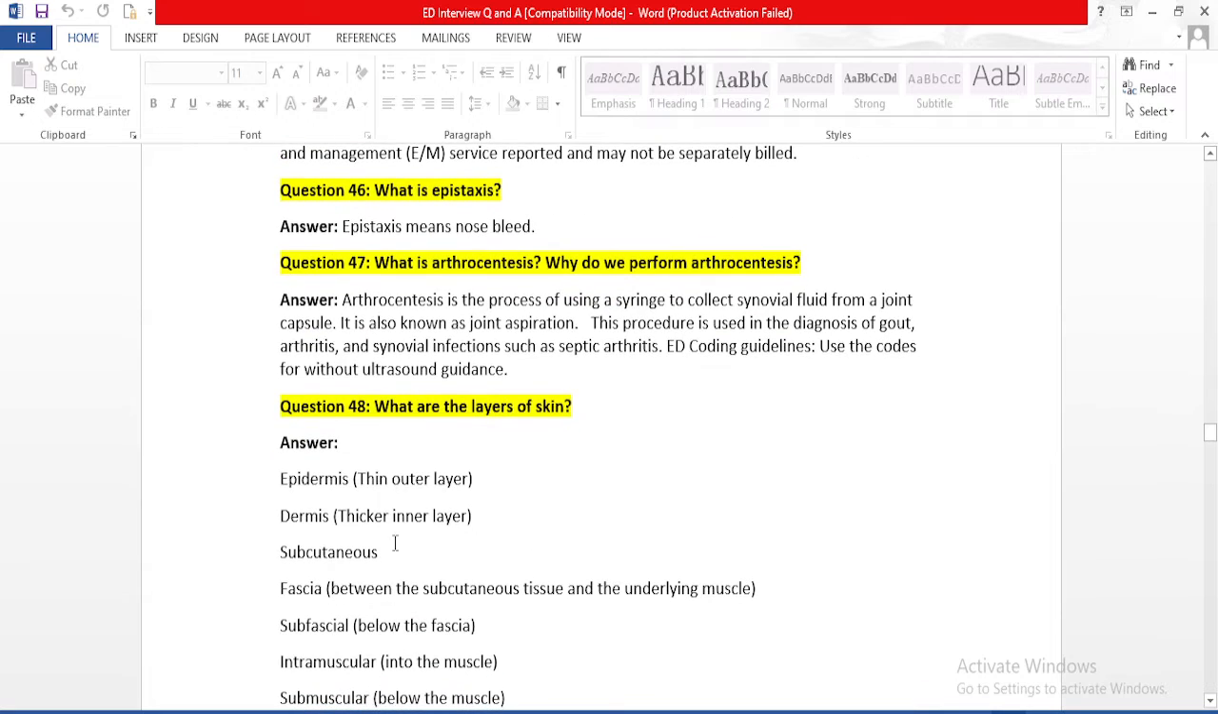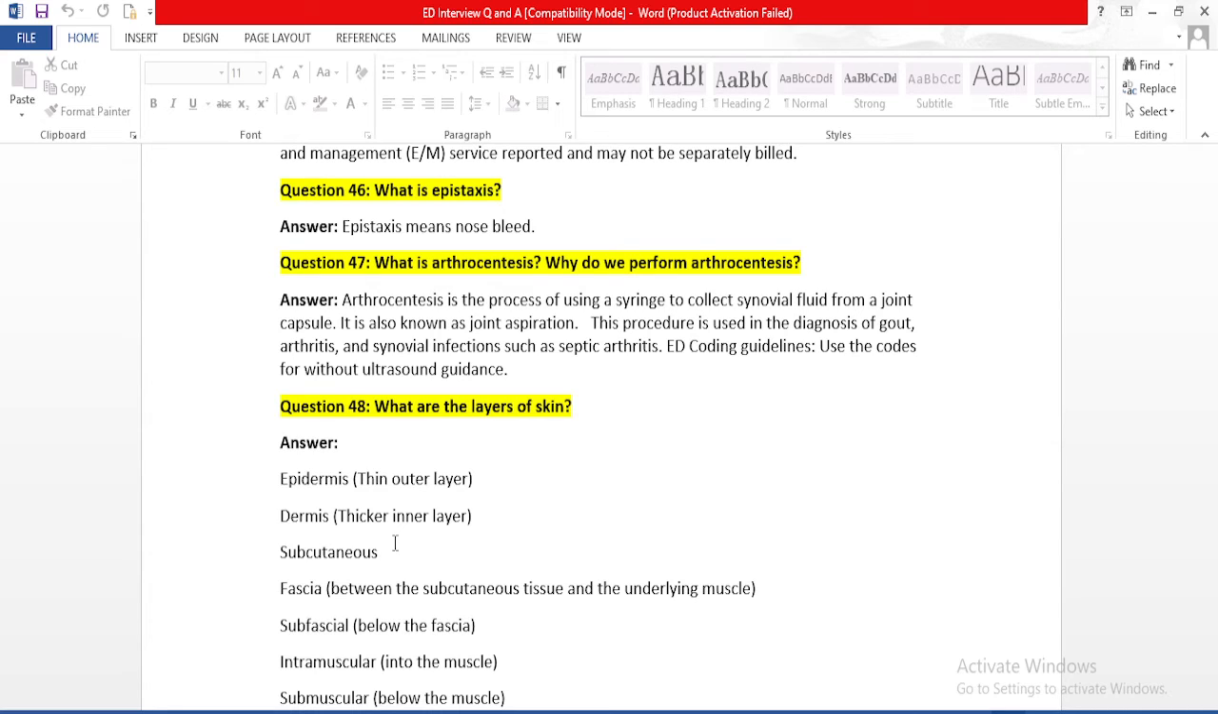Next question, what is epistaxis? Usually epistaxis is a nosebleed. So what is arthrocentesis? Why do we perform arthrocentesis? Basically, arthrocentesis is the process of using a syringe to collect synovial fluid from a joint capsule. It is also known as joint aspiration. This procedure is used in the diagnosis of gout, arthritis, and synovial infection such as septic arthritis. ED coding guidelines use the codes for without ultrasound guidance.